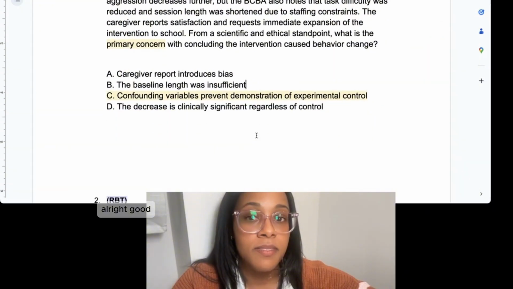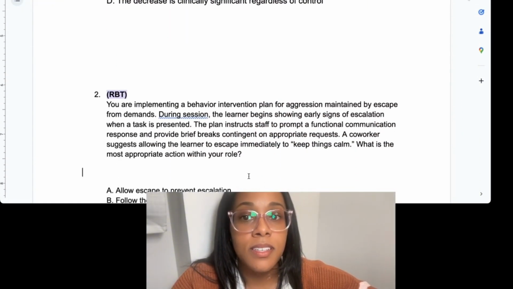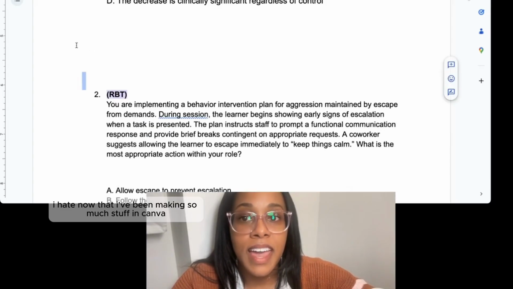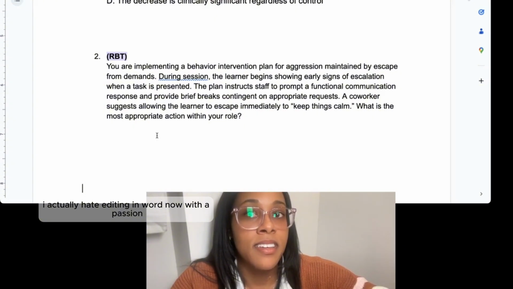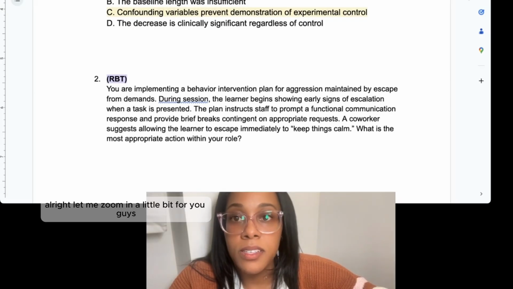All right, good. Let's move on to RBTs. All right, sorry, y'all. Now that I've been making so much stuff in Canva, I actually hate editing in Word now with a passion. All right, let me zoom in a little bit for you guys.